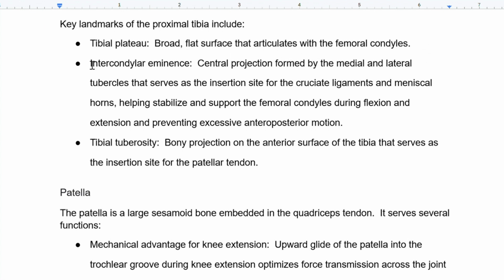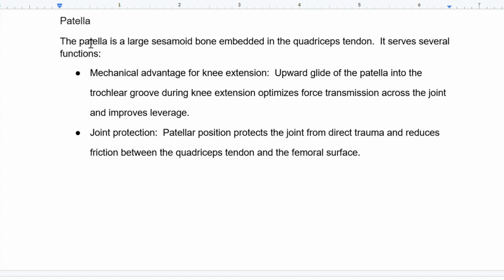condyles. There's also the intercondylar eminence, which is a central projection formed by the medial and lateral tubercles that serves as the insertion site for the cruciate ligaments and the meniscal horns, helping to stabilize and support the femoral condyles during flexion and extension and preventing excessive antero-posterior motion. There's also lastly the tibial tuberosity, which is a bony projection on the anterior surface of the tibia that serves as the insertion site for the patellar tendon. And then we have the patella.